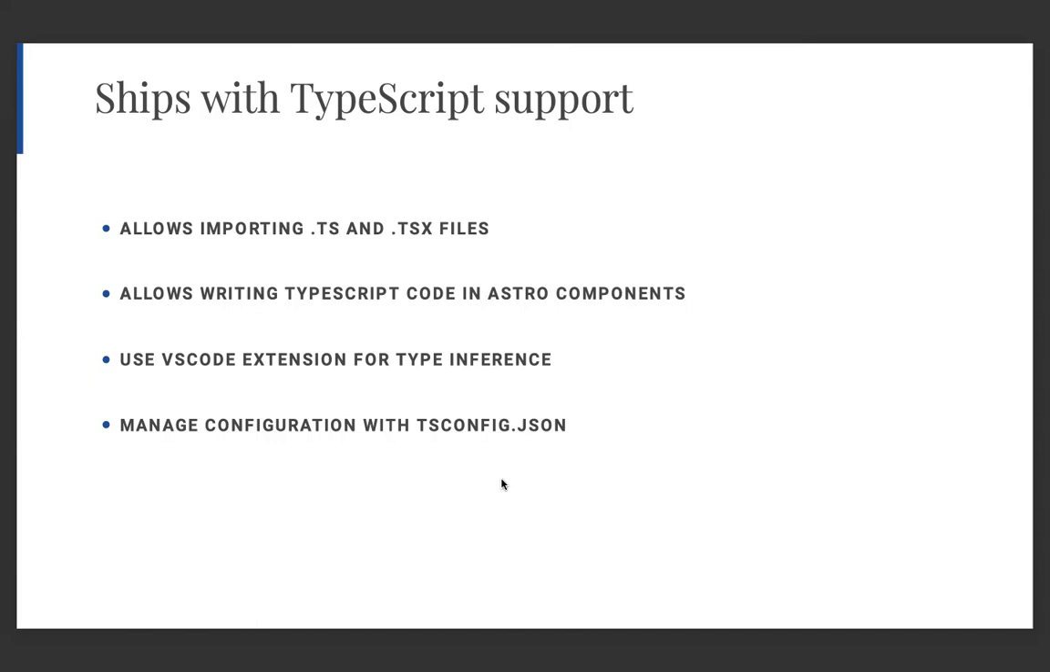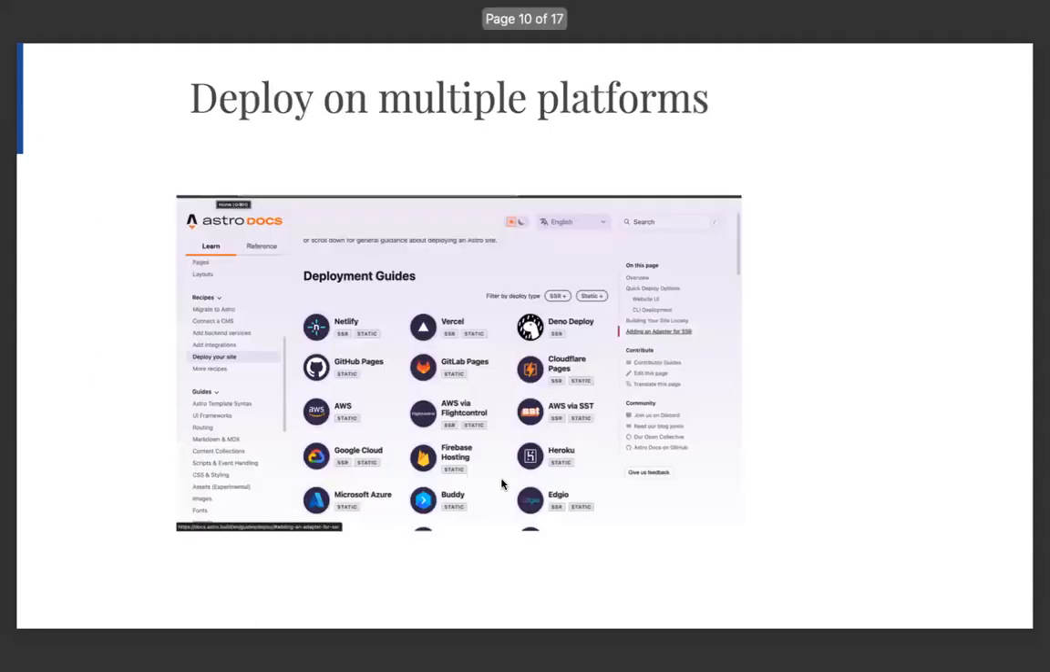Astro also allows writing TypeScript code within Astro components itself, which I'll get to later on during the presentation. You can also use a VS Code Astro extension for type inference. And finally, you can manage the TypeScript related configuration using a file called tsconfig.json. Apart from providing flexibility with what kind of libraries you can use for JS and CSS development, and also providing TypeScript support and so on.